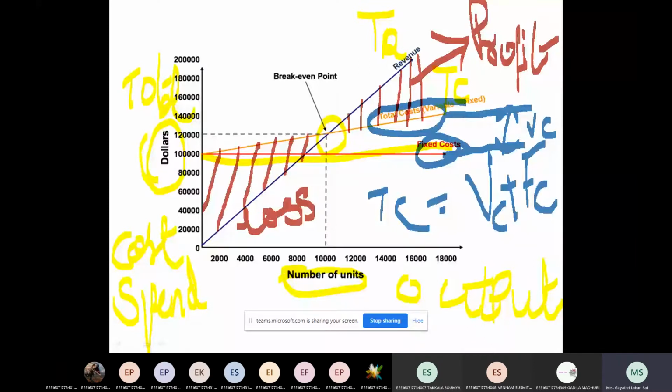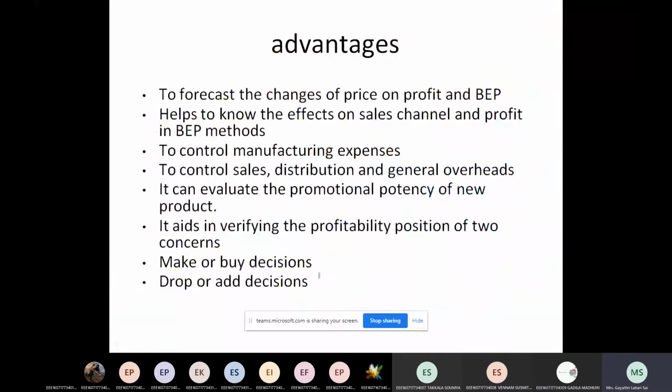So you need to know where the area of variable cost is and where the area of fixed cost is. Now we will see the advantages. First I said the demerits of it. It is very hard to keep the variable cost fixed, and the sales price of every unit should be the same, which is also very hard. If you maintain that, you will reach the break even point earlier.